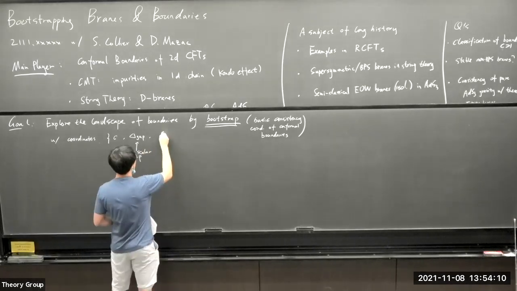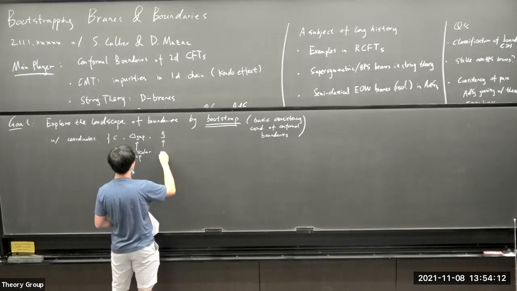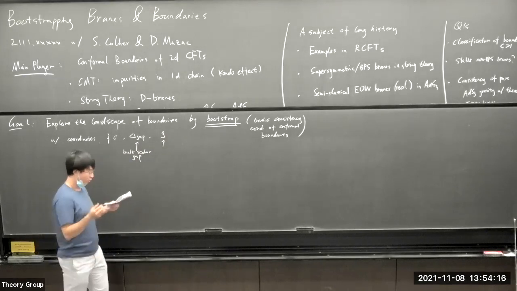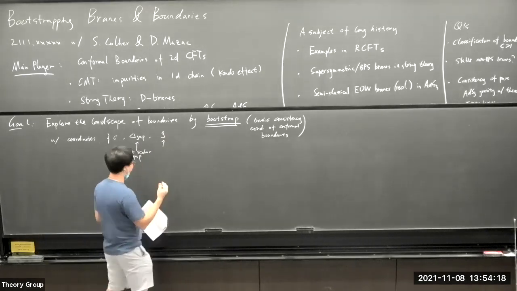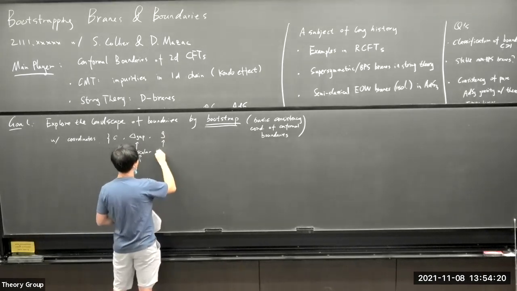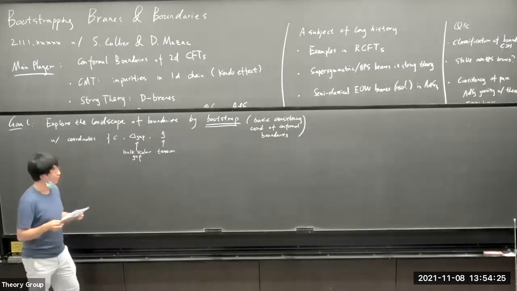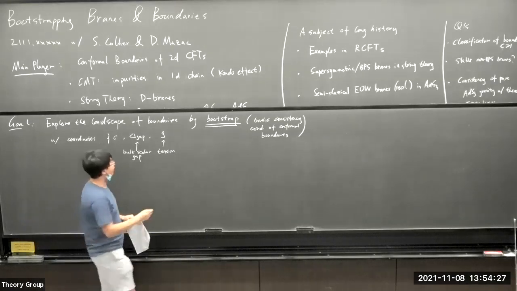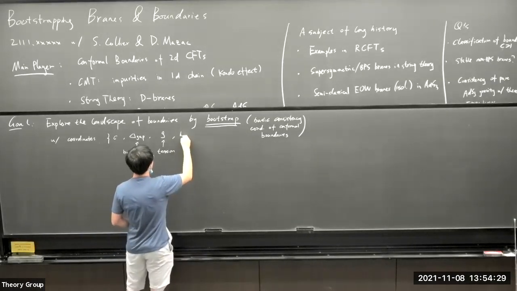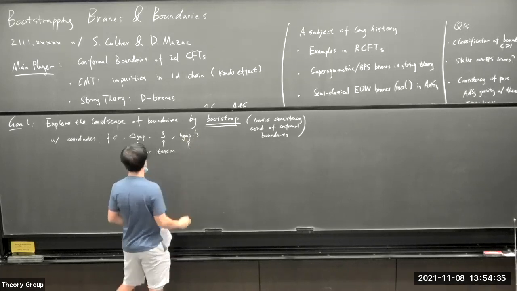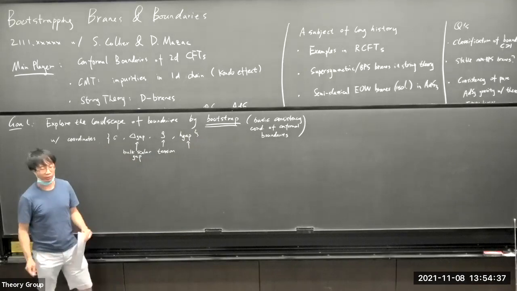There's also a boundary quantity, which is sometimes known as the boundary tension or the brane tension, and it's related to the so-called boundary entropy, if you take the log. I will review those notions in more detail later. And lastly, the last coordinate is the boundary gap, which is the gap in the boundary operator spectrum.